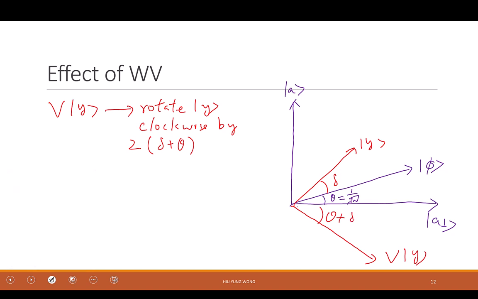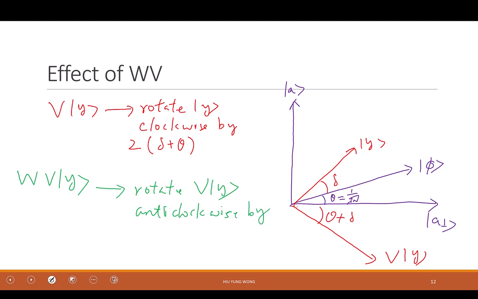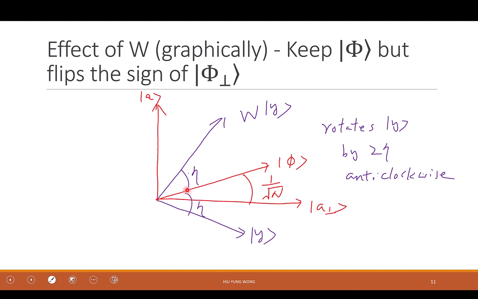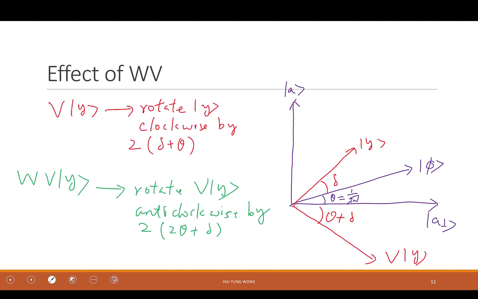Now, I apply W to Vy. This is Vy. What does it do? It rotates Vy anti-clockwise by 2 times theta plus delta. Why? Because you rotate it by 2 times the angle between phi and y, right? The angle between phi and y in this case is theta plus delta now, right?